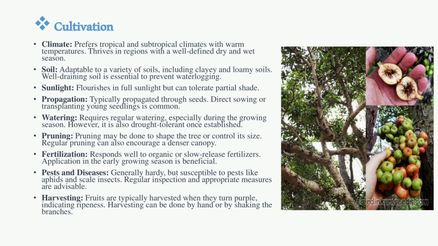Pests and diseases: generally hardy, but susceptible to pests like aphids and scale insects. Regular inspection and appropriate measures are advisable. Harvesting: fruits are typically harvested when they turn purple, indicating ripeness. Harvesting can be done by hand or by shaking the branches.